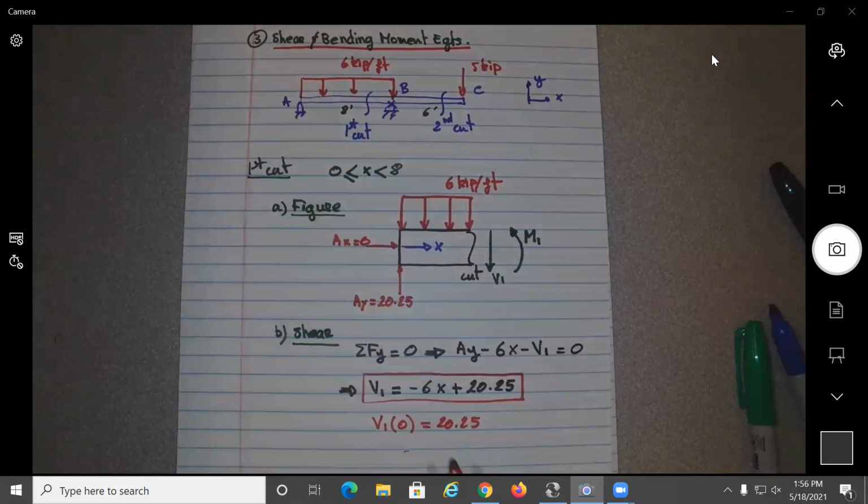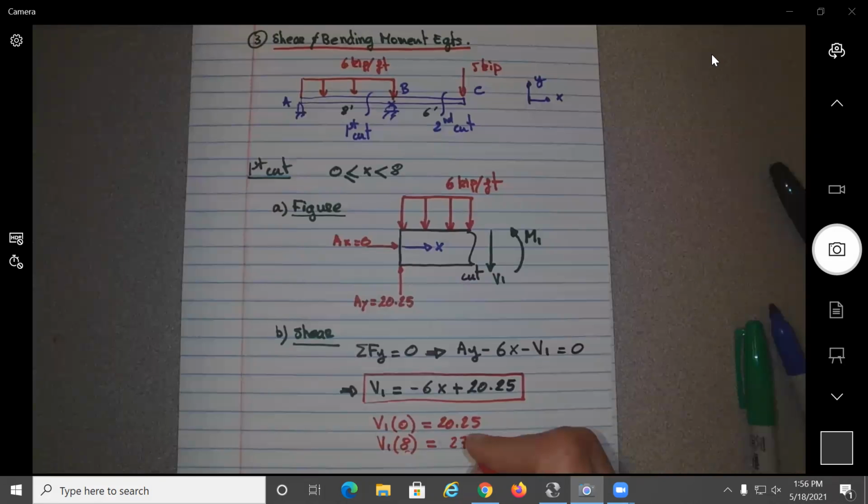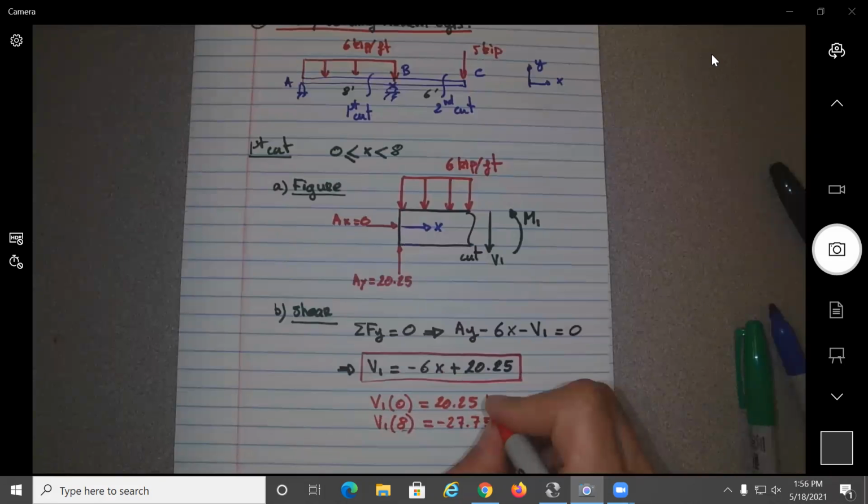So that would be what? V1 at point B will give you what? Minus 48, 20.25, minus 27.75. Okay? And all these units should be kept over here.